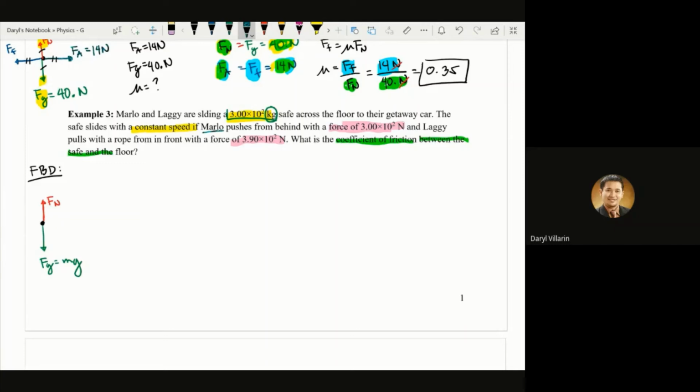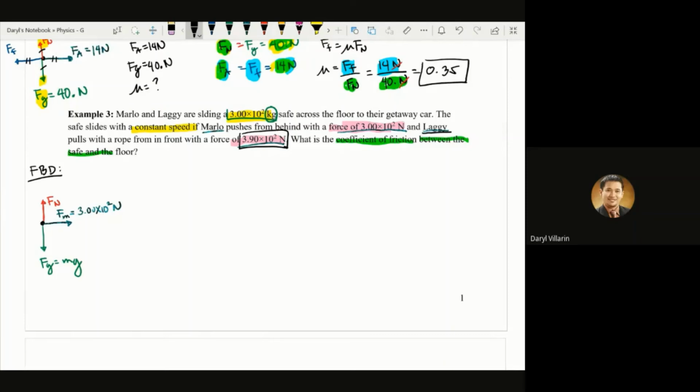Done by Marlowe, which has the magnitude of 3 times 10 to the power of 2, and one is by Laggy, which is 3.9 times 10 to the power of 2. So if I'm going to draw that one out, again, if this object is moving to the right, this would be the force exerted by Marlowe, which is equal to 3.00 times 10 to the power of 2 newtons. And you have the force exerted by Laggy.